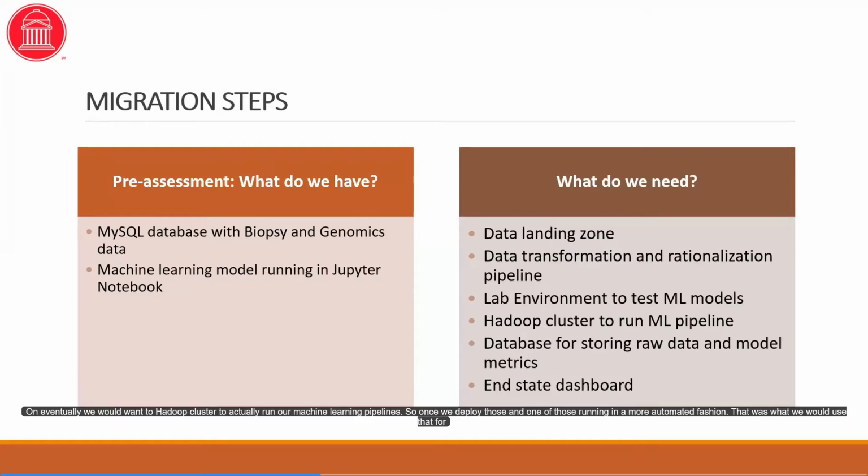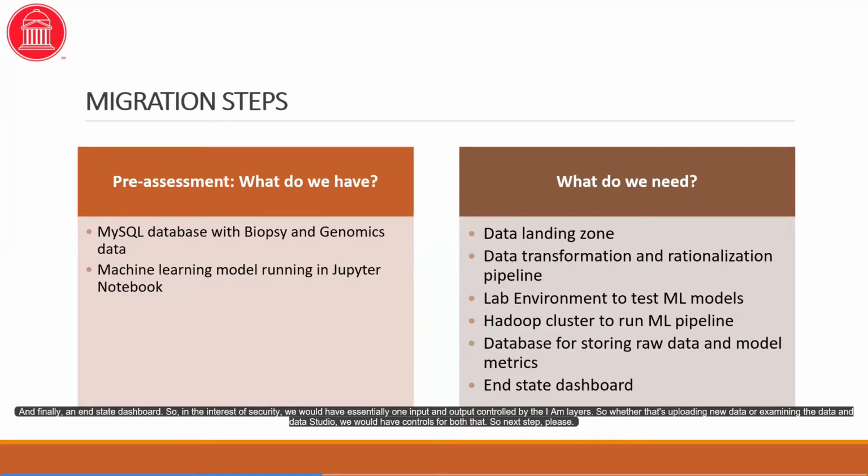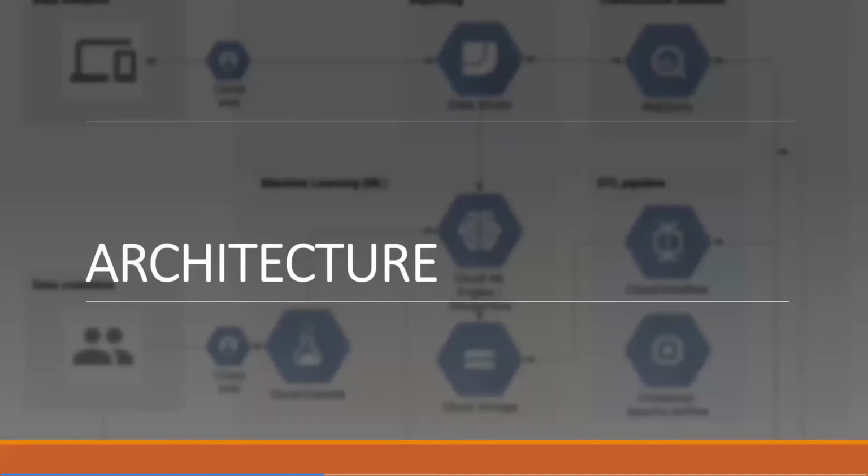Eventually, we would want a Hadoop cluster to actually run our machine learning pipelines. So once we deployed those and wanted those running in a more automated fashion, that's what we would use that for. And finally, an end state dashboard. In the interest of security, we would have essentially one input and output controlled by the IAM layer. So whether that's uploading new data or examining the data in Data Studio, we would have controls for both of that. So next step, please.